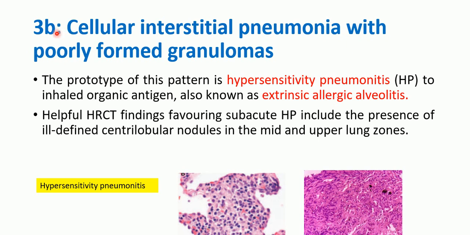3B includes the pattern with poorly formed granulomas, and as I said, hypersensitivity pneumonitis is the prototype of this, also known as extrinsic allergic alveolitis, and it's commonly seen nowadays because of a lot of allergies being diagnosed. HRCT findings include ill-defined centrilobular nodules in the mid and upper lung zones.